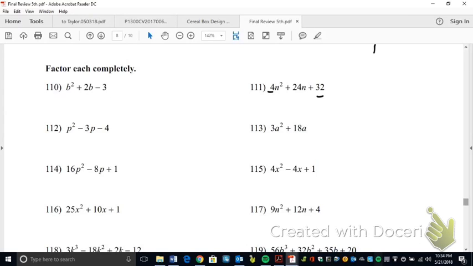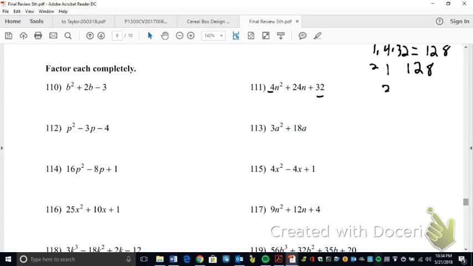Some of them, like 111, are a little trickier because we can't go what times what equals 32 and adds up to 24, because we got that 4 out front. So this is where you have that 7 steps somewhere in your notes. Step 1, multiply A and C together. 4 times 32, we get 128. Step 2, find the factors of 128 which have a sum of 24. That means they multiply to 128 and add up to 24.